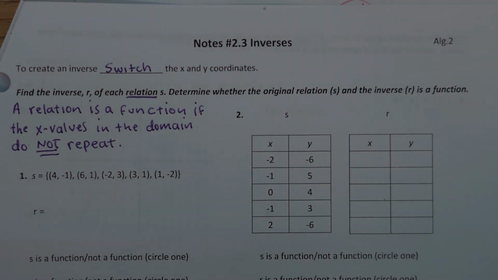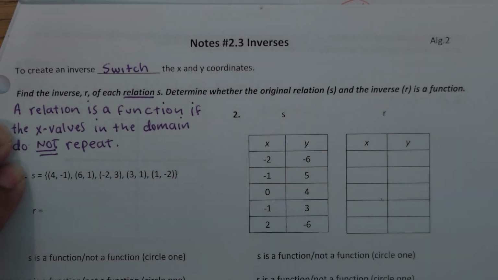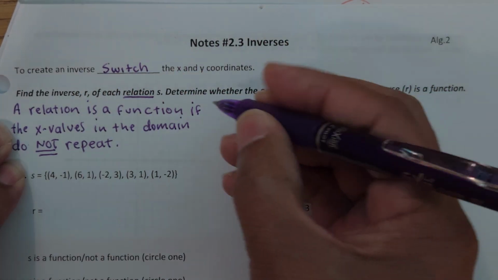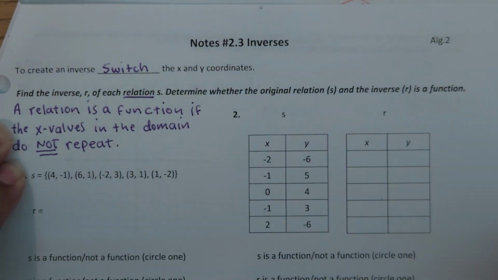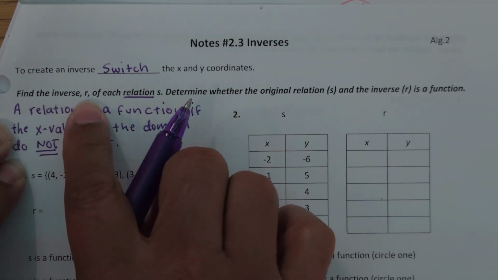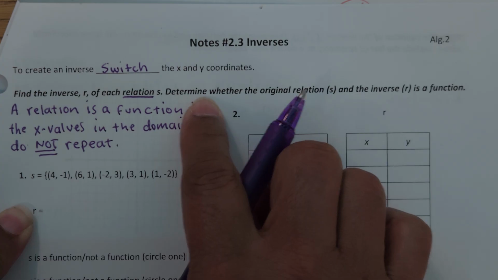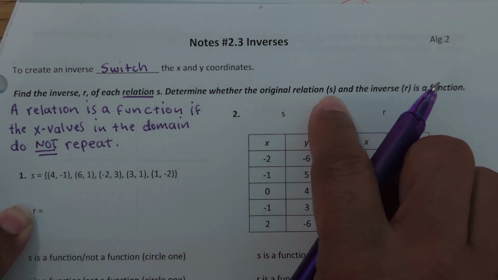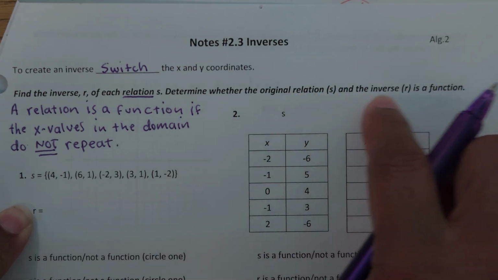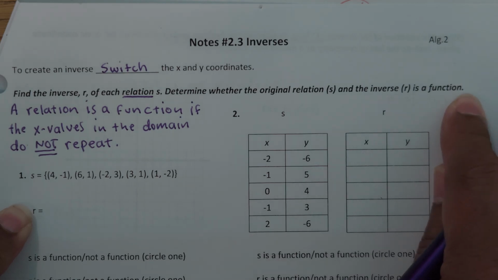This lesson will cover inverses. So to create an inverse, what we do is we switch the x and the y coordinates. We need to find the inverse R of each relation S, then determine whether the original relation S and the inverse R is a function.